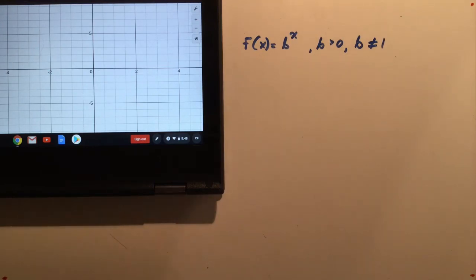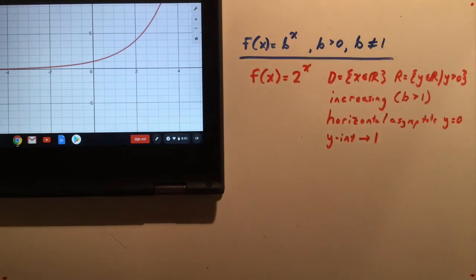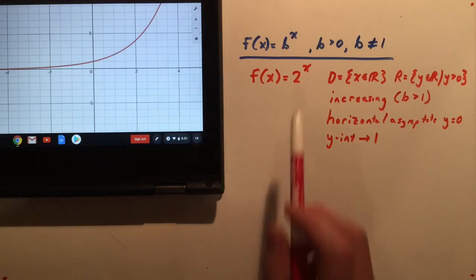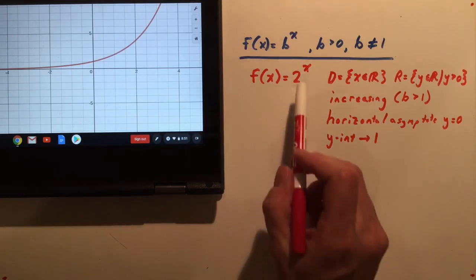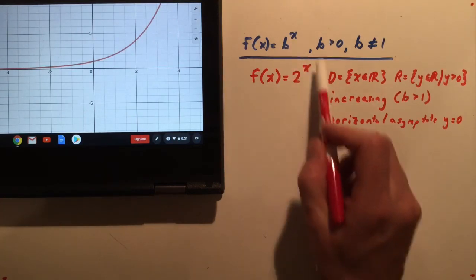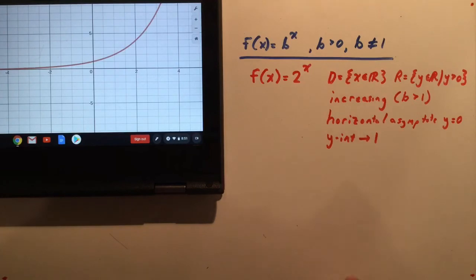So, if b is greater than 1, for example, it's going to look something like this. This function is f of x equals 2 to the x, and this is an example of exponential growth. In this function, you can see the domain is all real numbers because you can take 2 and raise it to any power. The range is y has got to be greater than 0 because you cannot produce any negative numbers or 0 out of that expression.